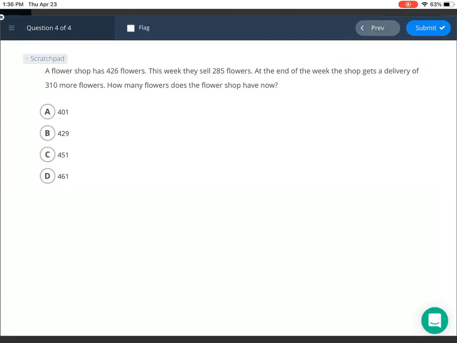Finally, a flower shop has 426 flowers. This week, they sell 285 flowers. At the end of the week, the shop gets a delivery of 310 more flowers. How many flowers does the flower shop have now? All right, and that's all of them.